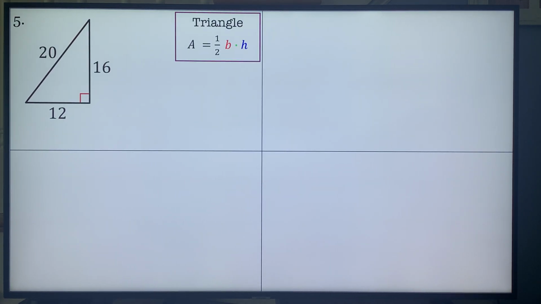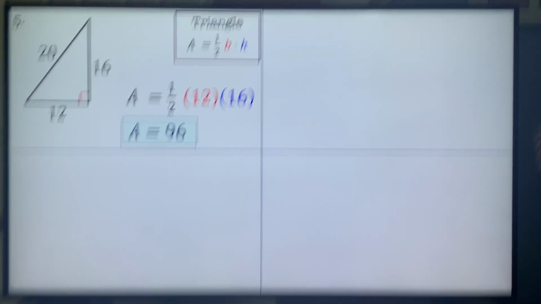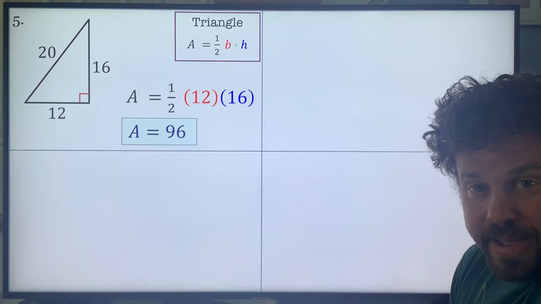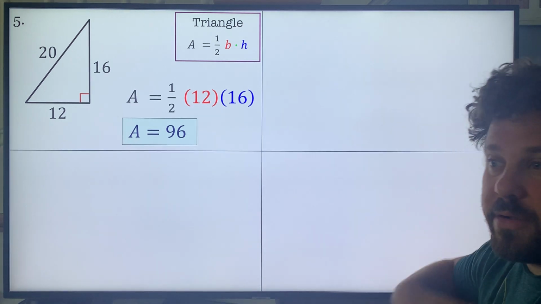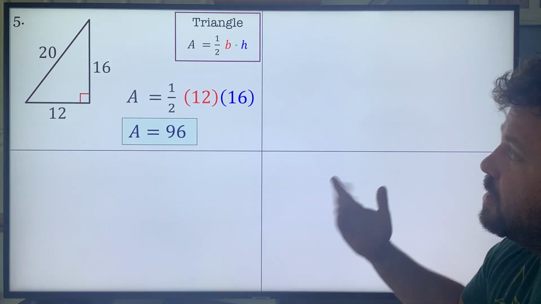Let's go to the next one. Another triangle. 1/2 base times height. What you should have done here was use the 12 and 16. Half of 16 times 12 is 96. Now, say you were just given the 12 and the 20 and not the 16. You would have had to use the Pythagorean theorem to find the 16. So that's the only thing.